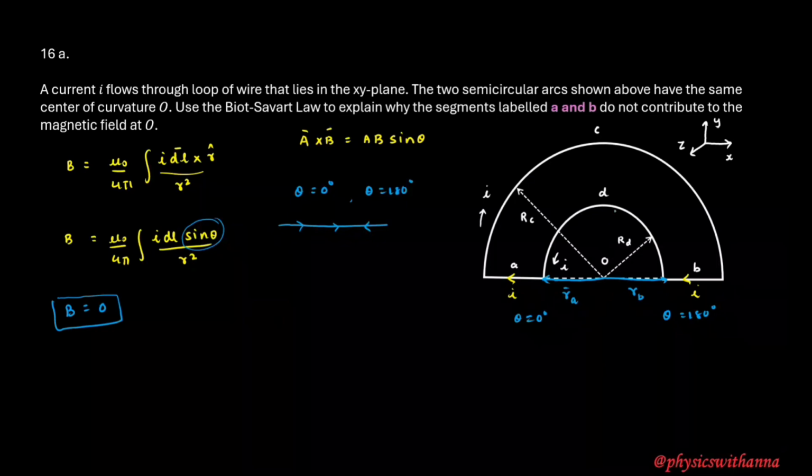Now this is different from segments C and D. In case of C, the current is going to the right and the radius vector will be going up like this. So here the radius vector and the current element are perpendicular to each other. Same with segment D. So in those two cases, magnetic field will not be 0, but because of A and B, it has to be 0.